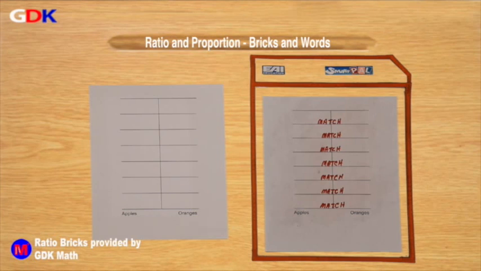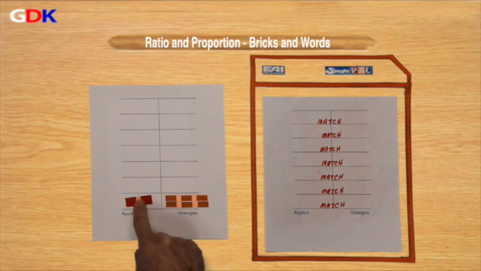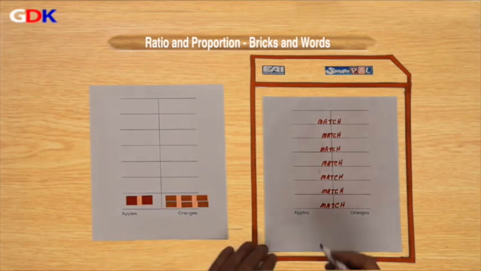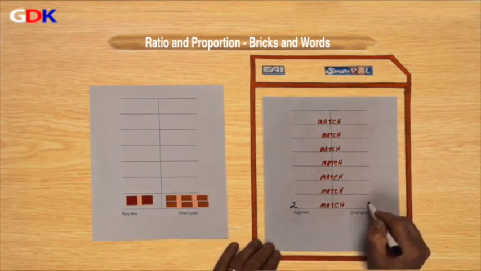We're going to look at matching things in an unequal fashion. In this example, we're going to use apples and oranges. And what we're going to do is we're going to match 2 apples for every 6 oranges. So let's record that. We have 2 apples, and we're going to match that with 6 oranges.